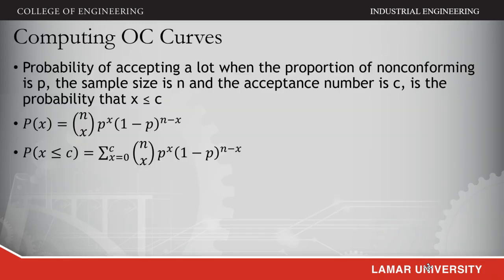To compute the operating characteristic curves, we have to have a clear understanding that the probability of accepting a lot depends on the values of the proportion of non-conforming. If we accept that some of the product will come, by natural variability, out of specifications, and we are willing to accept that level of non-conformities, we call that P, and a particular sample size for inspection is denoted by n, and the acceptance number is c, then the probability that the number of defects that we will find is less than or equal to that acceptance number c can be computed by the binomial distribution.